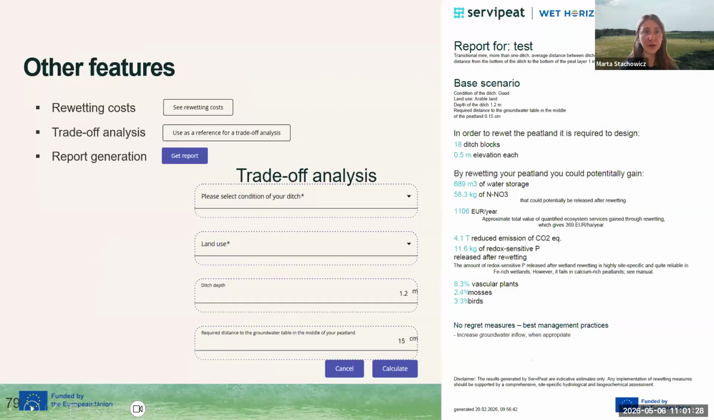There are also other features, so the user can get information about the possible rewetting costs. They can also use the trade-off analysis and generate a report. And please, next.